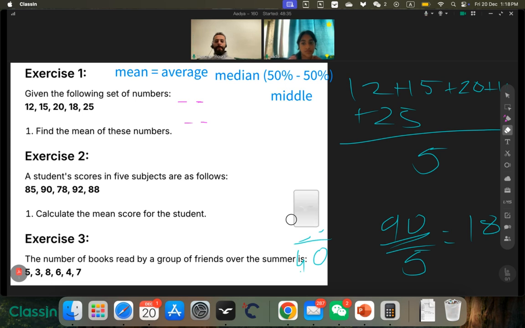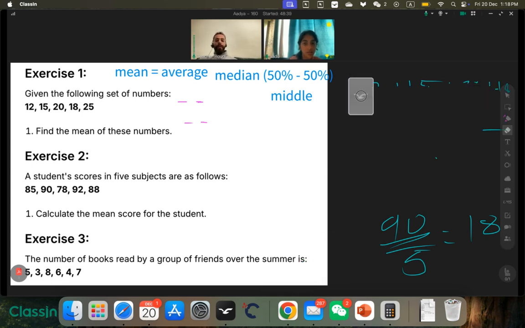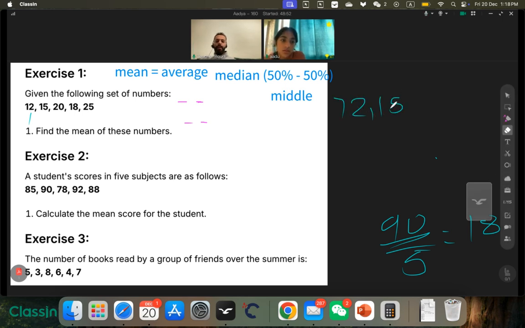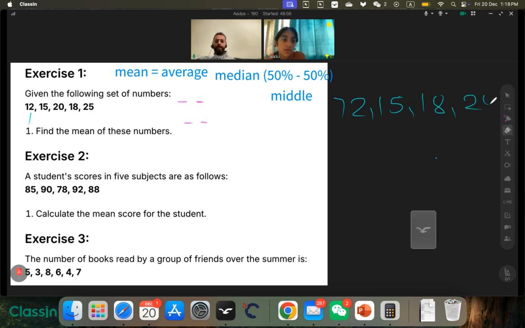What's the median? 20. Median, you need to organize them from lowest to greatest. 12. Median, you need to organize. 18. Okay. Number 2.